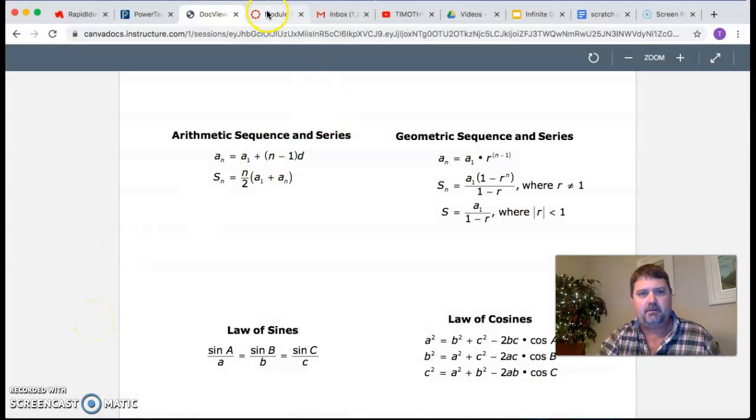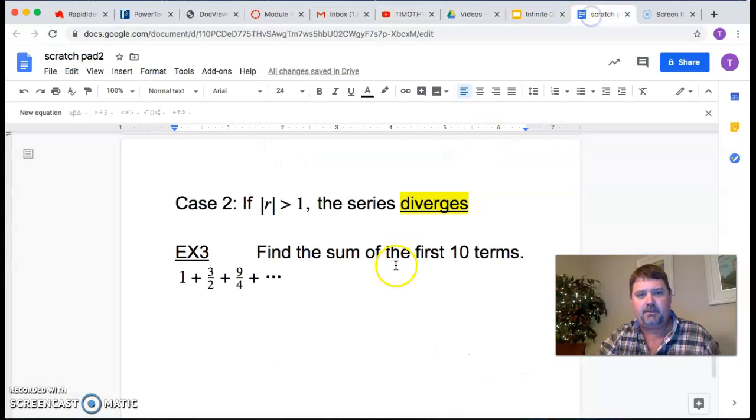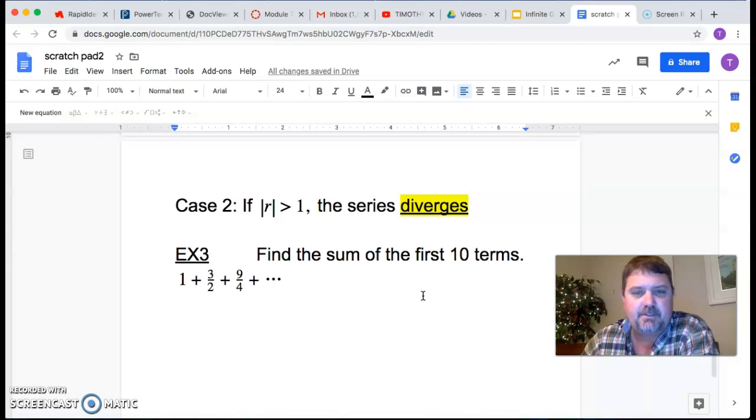Okay, so we've got the final parts of our notes. Oh, wrong page. That is the formula sheet. Okay, so now here's our notes. It says if r is greater than 1, the series diverges. Notice that I'm not being asked to sum this to infinity because I can't. So in other words, this problem is one we've already done. We're just going to take this thing. It says find the sum of the first 10 terms.